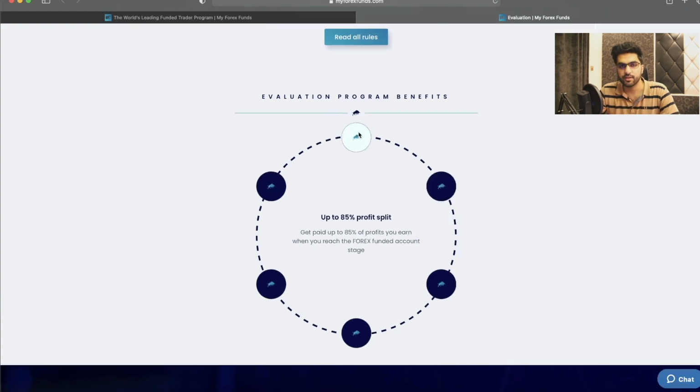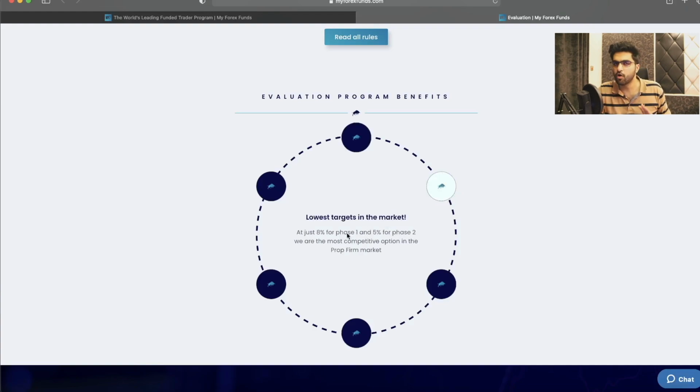The first one is that once we complete phase 1 and phase 2 and we get a funded account, the profit split will be 75% for the first month, then for the second month the profit split will be 80%, and from the third month it will be 85% on all profits that we will make on the funded account. The other benefit is it has the lowest targets in the market, only 8% for phase 1 and 5% for phase 2. A low cost, high quality option.